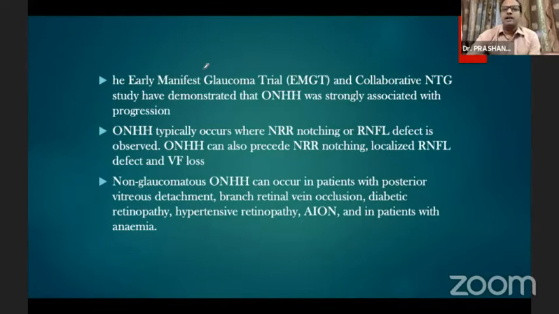In two landmark trials in glaucoma, the Early Manifest Glaucoma Trial and the Collaborative Normal Tension Glaucoma Trial, they have documented that the presence of disc hemorrhage is highly suggestive of optic nerve glaucoma progression.